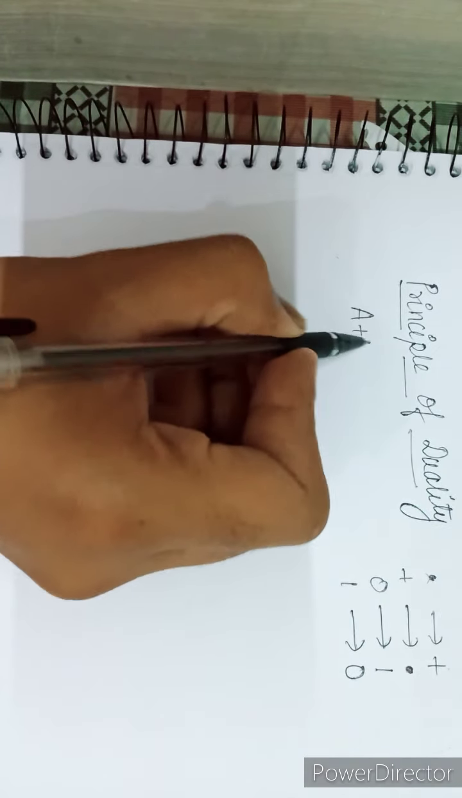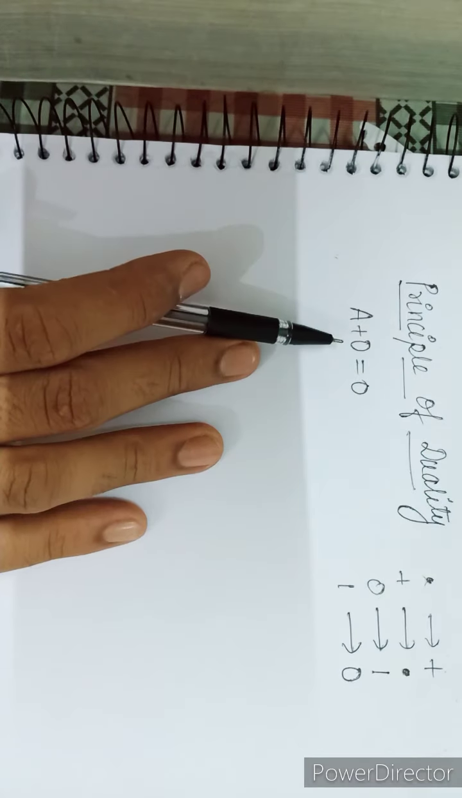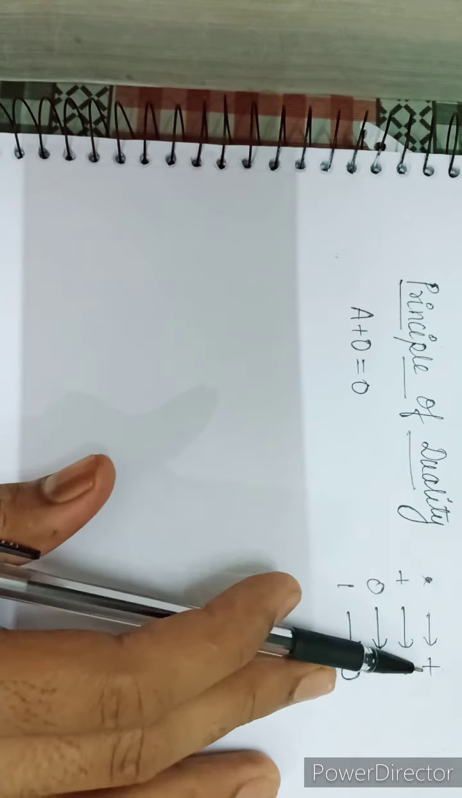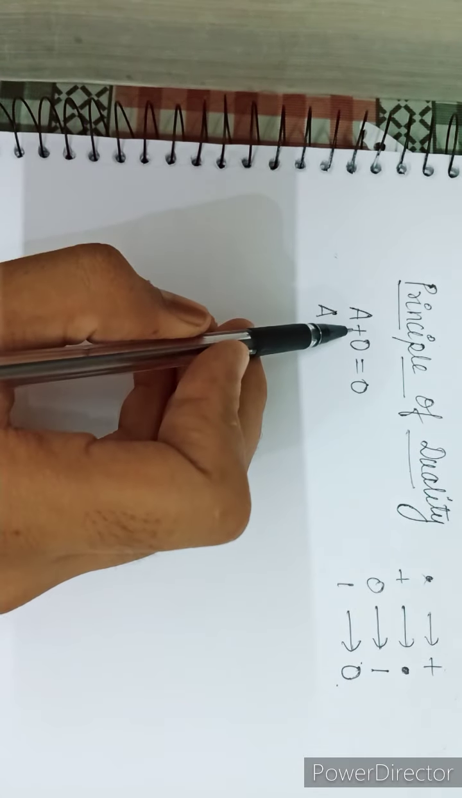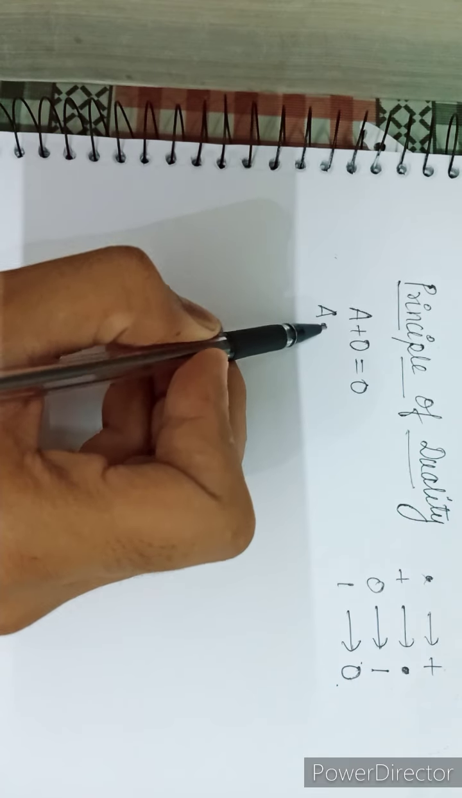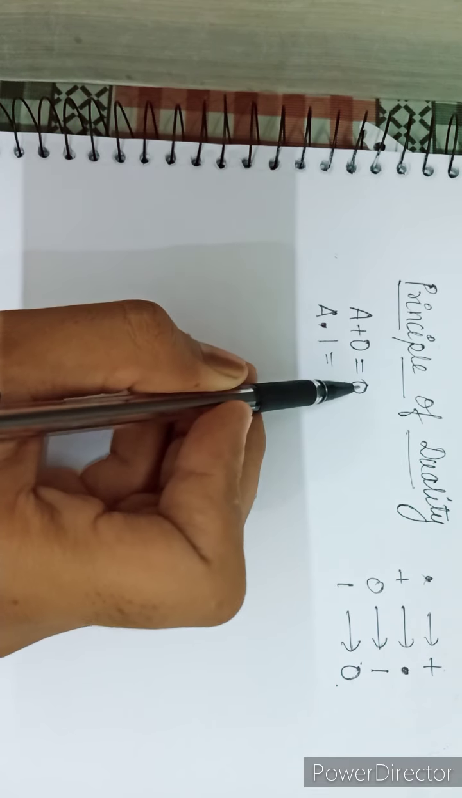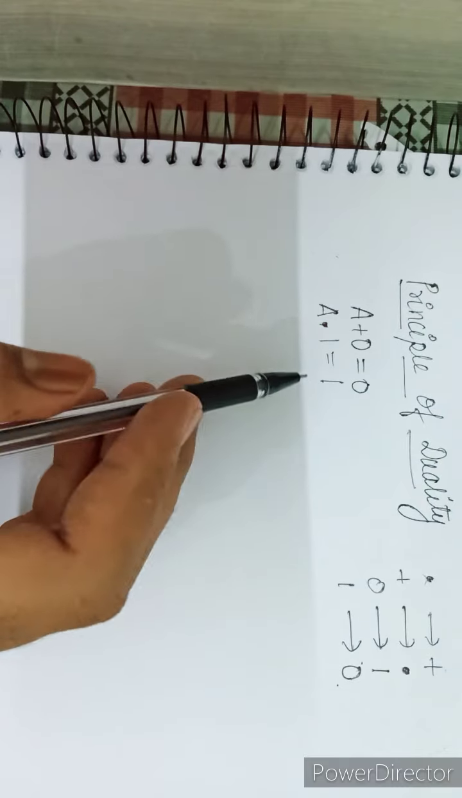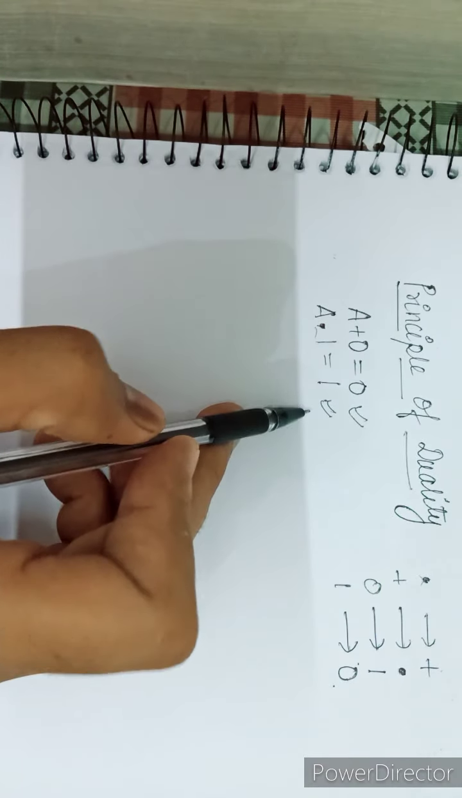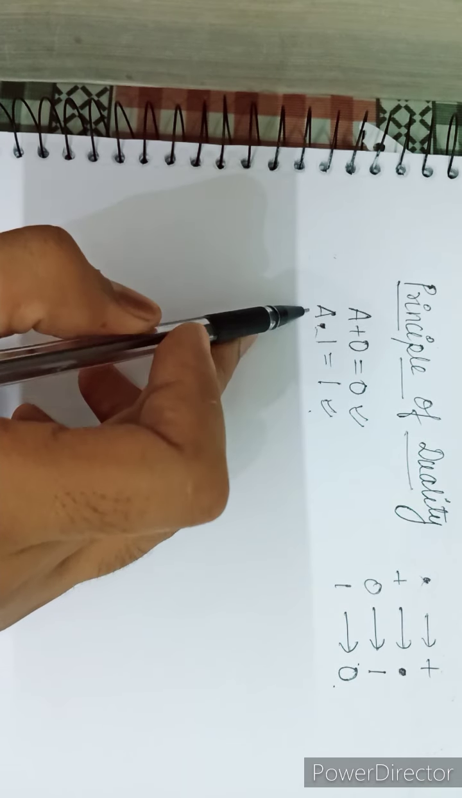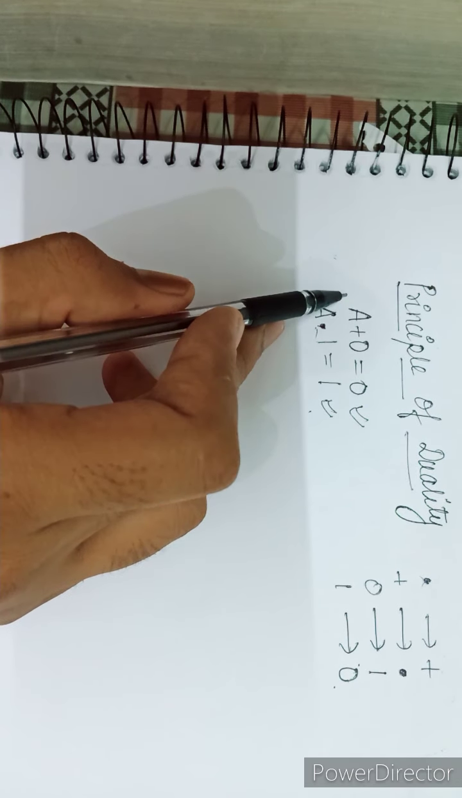For example, let us take A plus 0 equals A. In this we have to replace dot with plus, plus with dot, 0 with 1 and 1 with 0. The variable will remain the same. So plus will change to dot, and 0 is changed to 1. We can see that this one is also true and this one is also true, as this is the property of 1 and this is the property of 0. So these are the two dual forms of a Boolean expression.